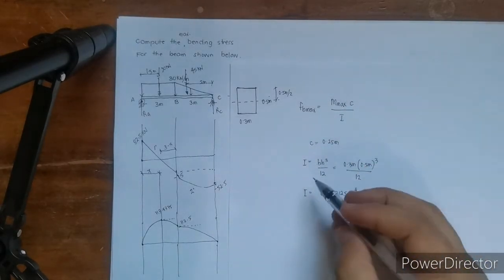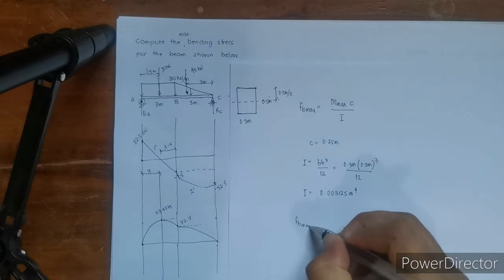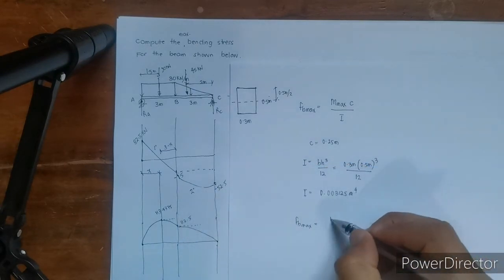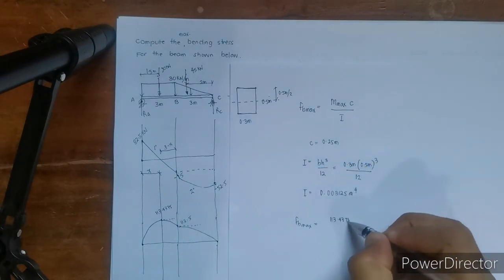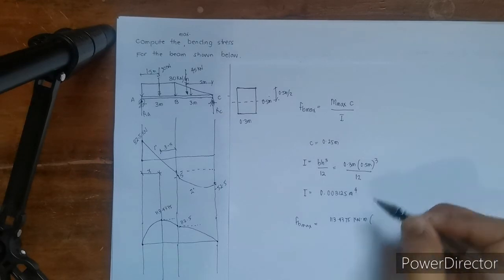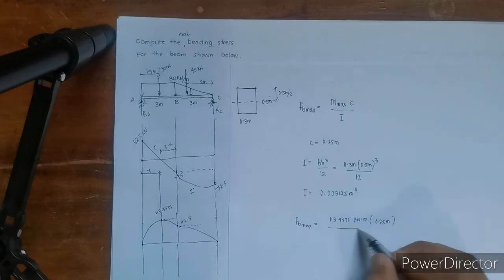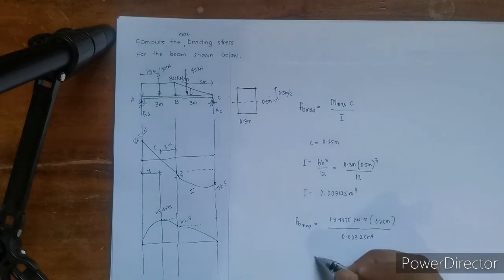We can now compute for the maximum flexural or bending stress. Substitute lang natin. Maximum moment, 113.4375 kilonewton meter. Centroid natin, that is 0.25 meters over moment of inertia, 0.003125 meter raised to 4. So that will give us a value of 9,075 kilopascal. And that will be our maximum flexural stress.